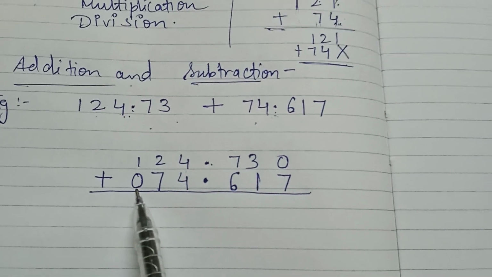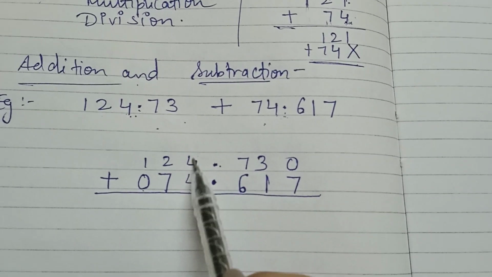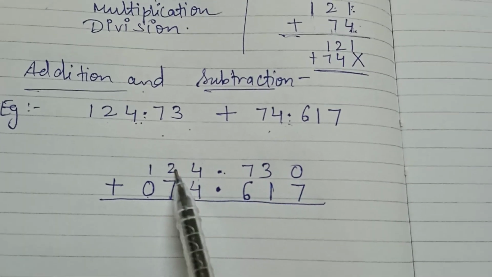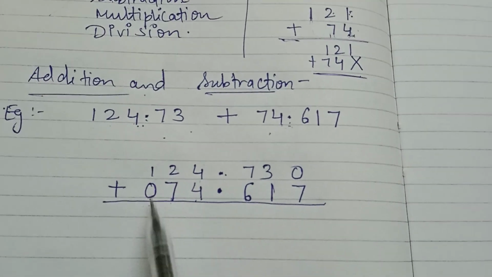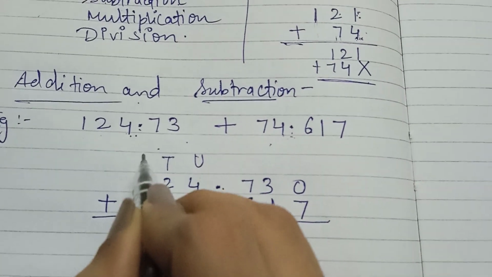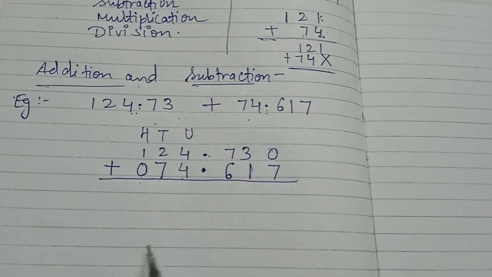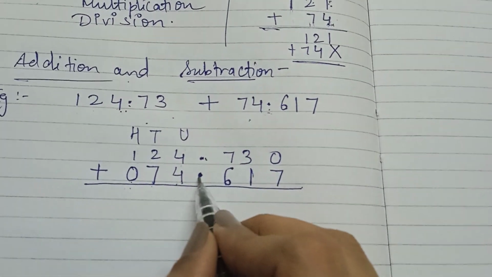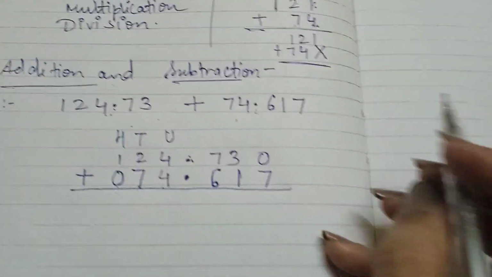Since there is no hundreds digit, we put a 0. So the units digits are in the same column, tens in the same column, and hundreds in the same column. I'll write over here units, tens, and hundreds. So the digits should fall in the same place. That's why we put decimal below decimal first, so that we do not make a mistake over here.